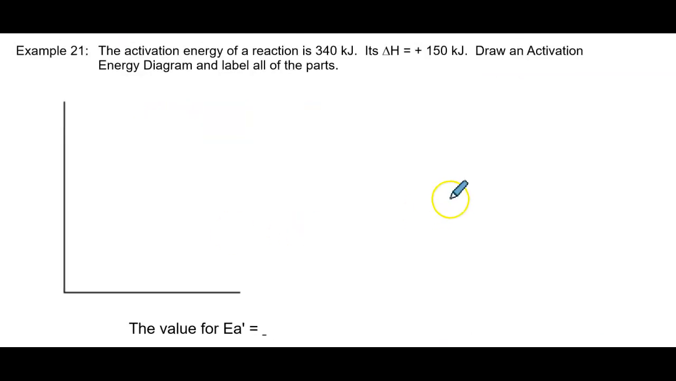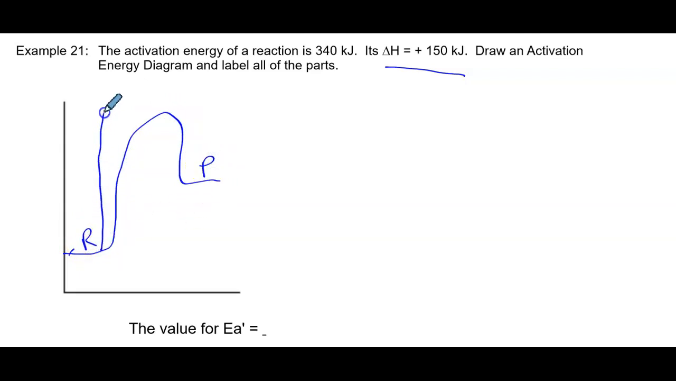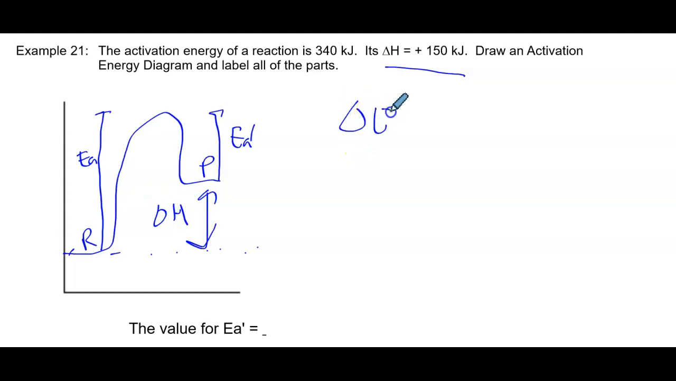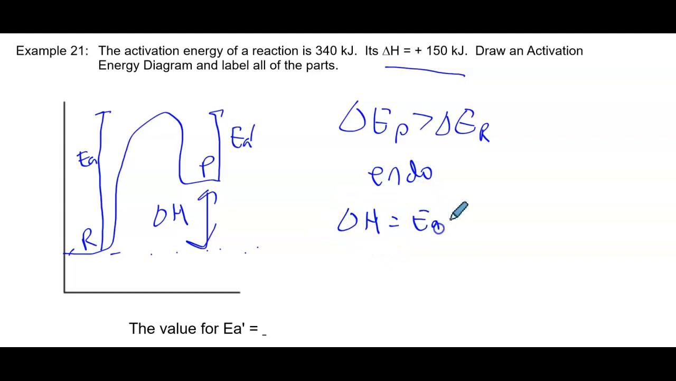Okay, example 21. First thing I recognize is this is going to be endothermic, so I want that product bar to be a lot higher. Again, you can draw more to scale if you wish. I'm not going to be that picky. I just want really rough sketches. It's fine by me. And then here to the top of the bar is E sub A prime. We know the space in between here is delta H. We know E sub A of the products versus E sub A of the reactants is much greater, so it's endo. And then delta H equals E sub A minus E sub A prime.